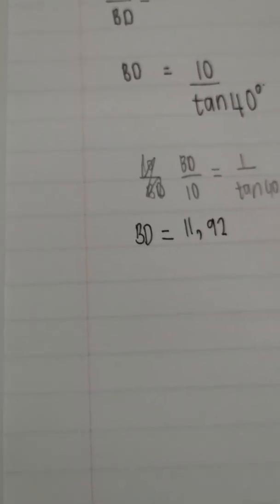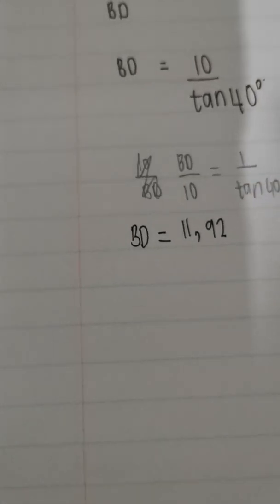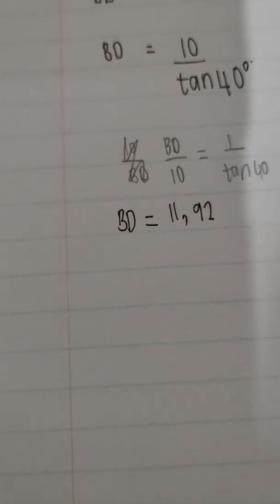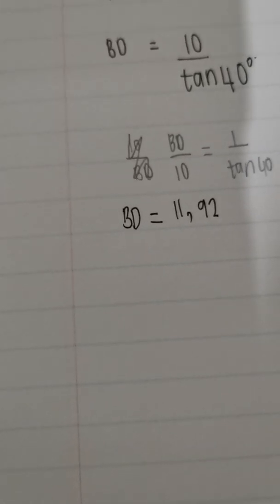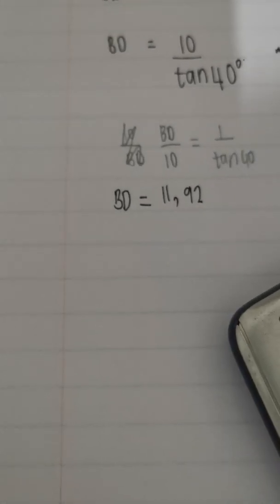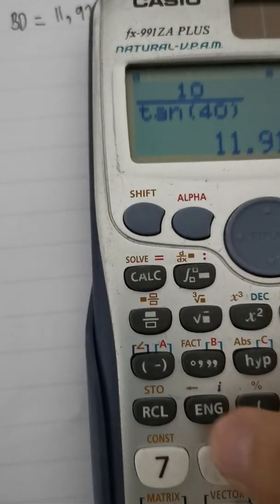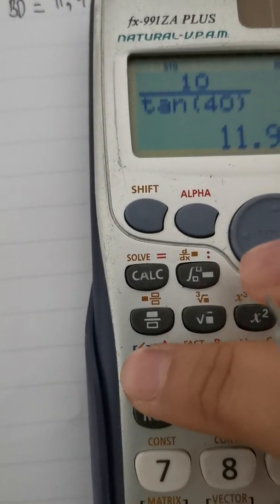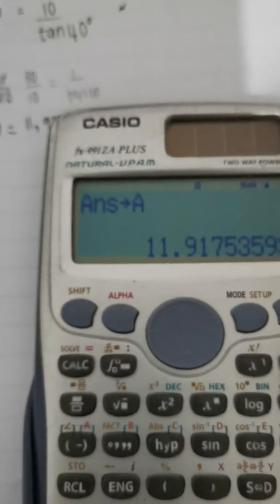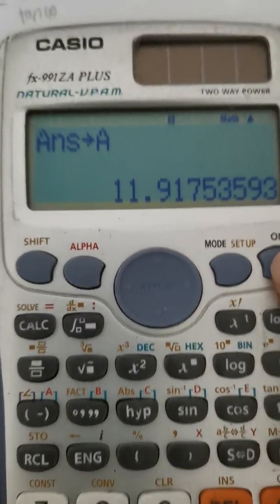I'm going to write this down as 11.92. However, this is one of those types of questions that I spoke about in the previous video. We do not want the length of BD. Nowhere did this question say calculate BD. We wanted BC. Because we're using this to find something else and it's not the end of the question, you cannot round off and use your rounded off answer in the next triangle. So instead, we press Shift, Store, and whichever alphabet, I'm going with A. Now on my calculator, A is the answer of this length BD.